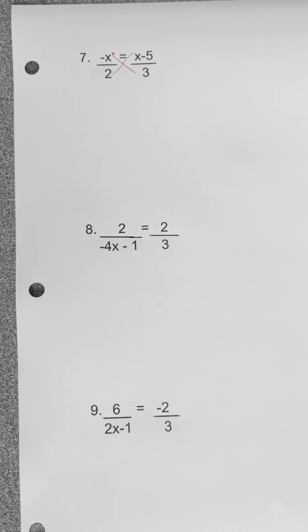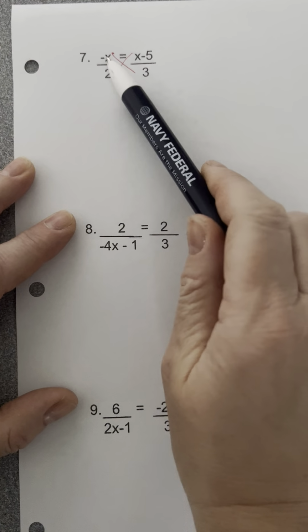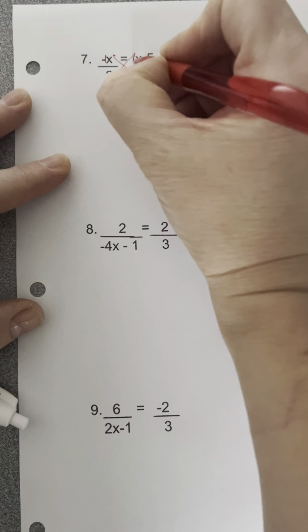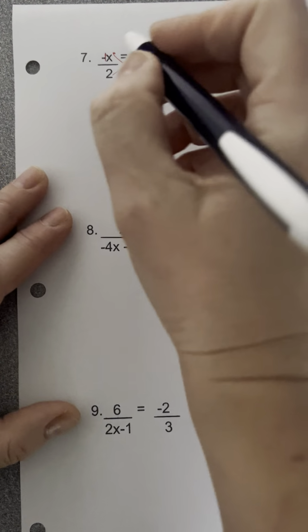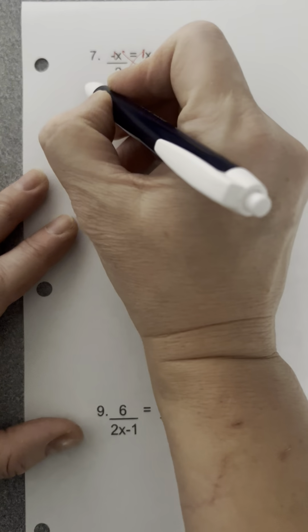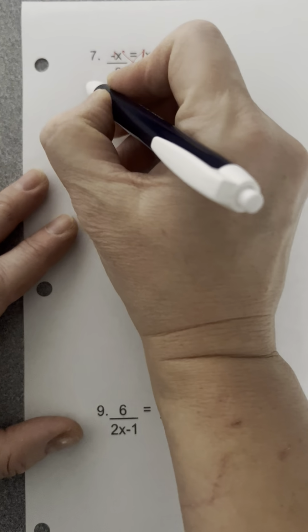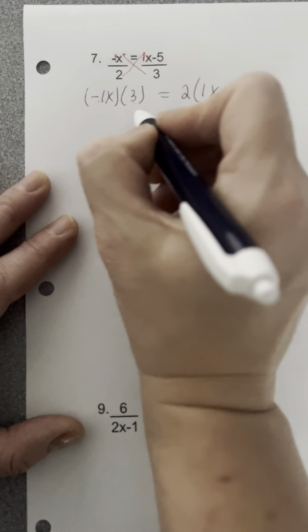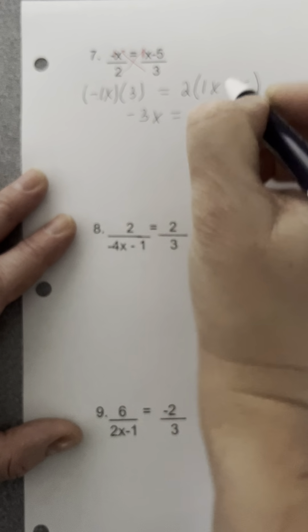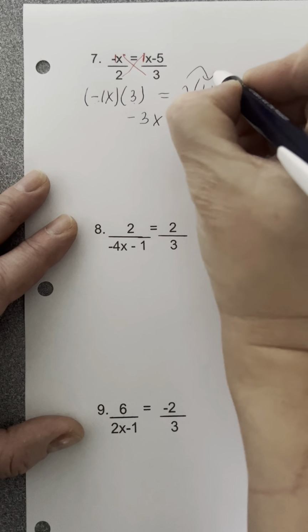Cross multiply. You could put 1s there if you want. Not much space here, so let me write out more steps for you. You're going to have negative 1x times 3 equals 2 times 1x minus 5. So you just multiply negative 1 times 3, negative 3x equals, and now you distribute this side, 2x minus 10.